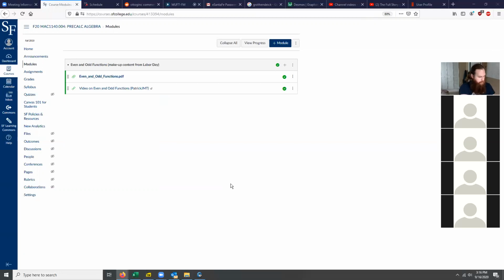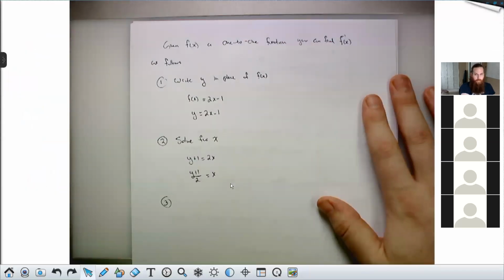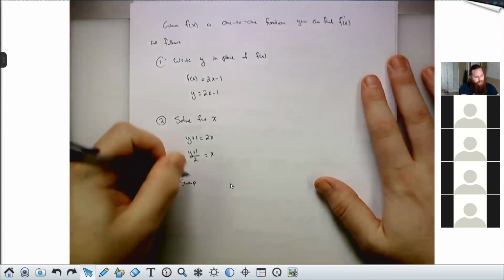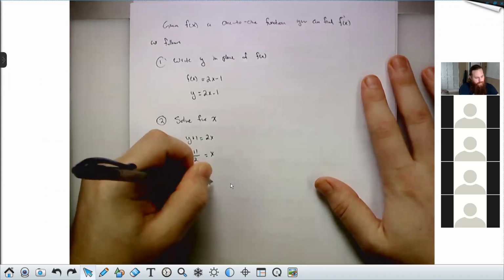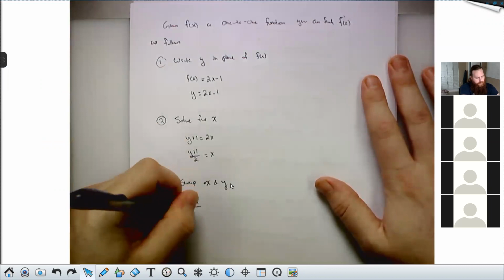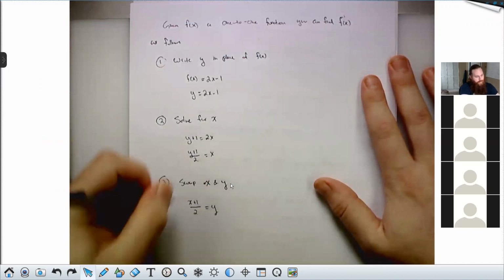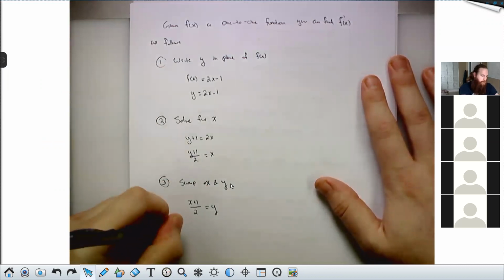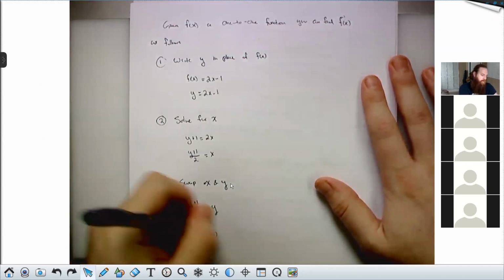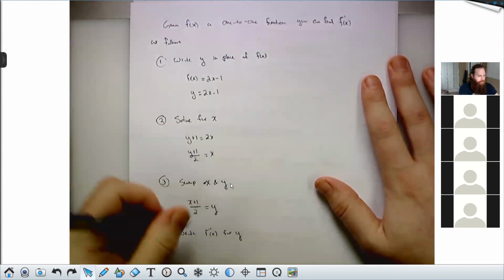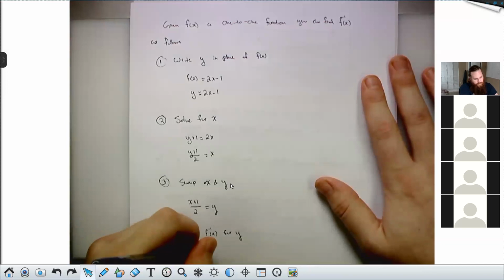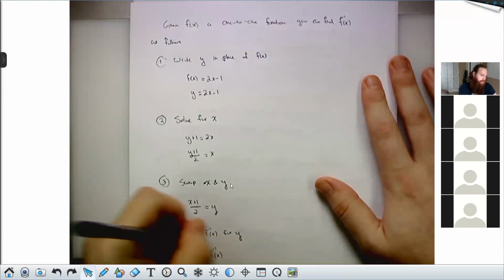And then your third step is to swap x and y. So that would give me (x plus 1) over 2 equals y. And then your last step here is to write f inverse of x for y. So this would say (x plus 1) over 2 is f inverse of x.